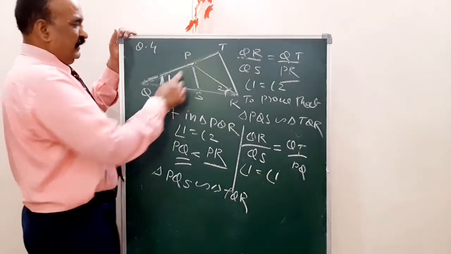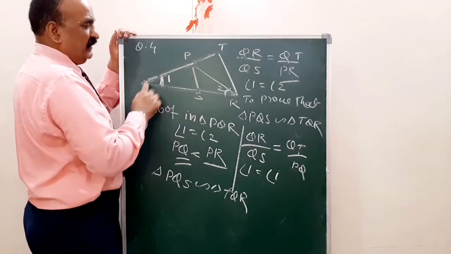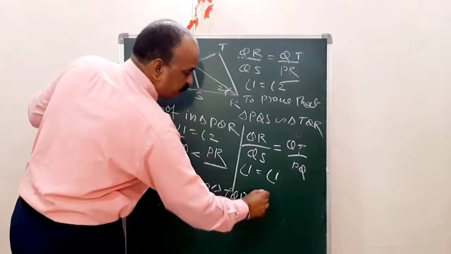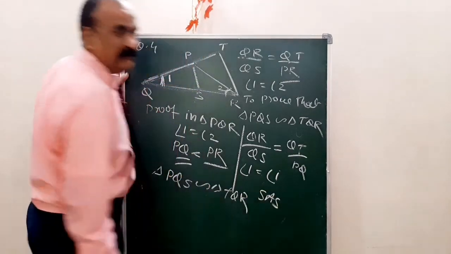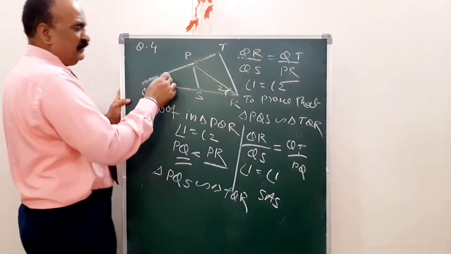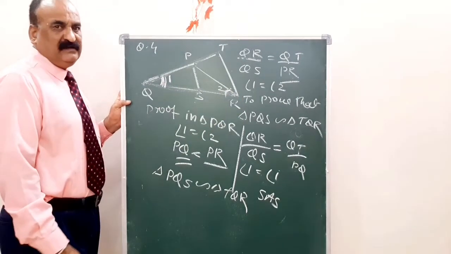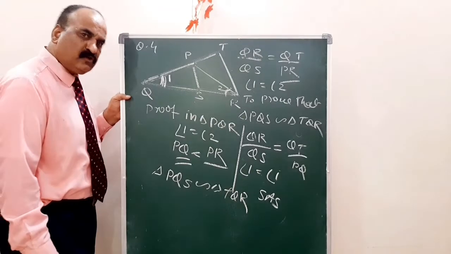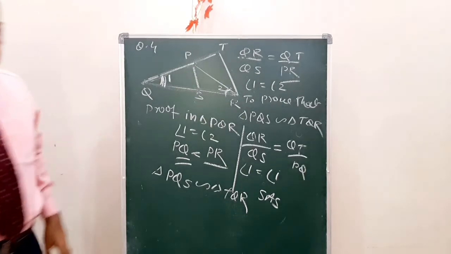It means triangle PQS is similar to triangle TQR by which property? By similarity by side angle side, because sides are in proportion and angles are equal. This is question number 4. I hope this is clear to you. Next, question number 5.